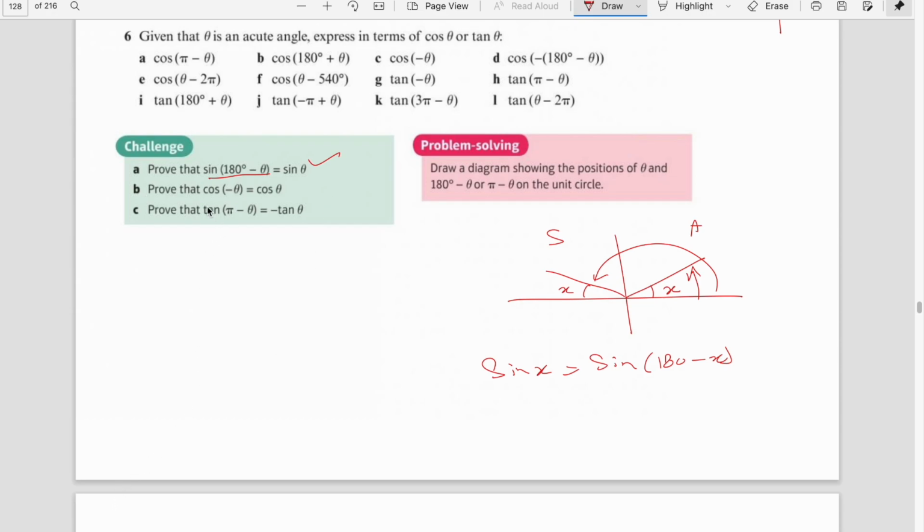Now look at the second one. Prove that cos of negative theta is actually equal to cos of theta. So let's say cos theta is here and negative would push me in the clockwise direction, negative theta. Now the basic angle is already the same, and the first one is positive, the second one is also positive. So when the angle is the same and the magnitude is the same and both are positive, that's equal.